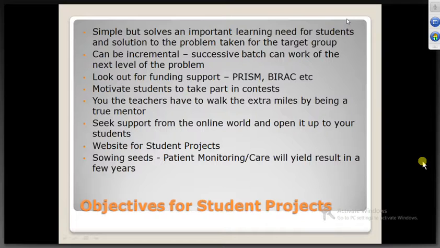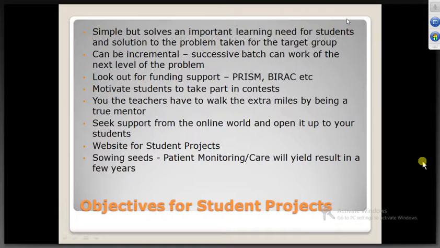But I would like to bring to your notice that there are entities like PRISM. Probably most of you might have heard about it. It's an initiative by DST, the Department of Science and Technology, wherein you get funding of up to something like 75,000 or 1 lakh, specially for students' projects.